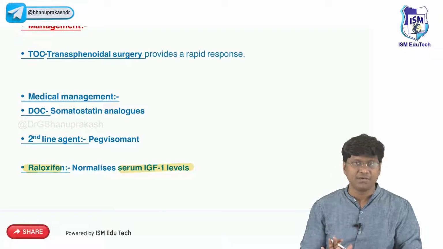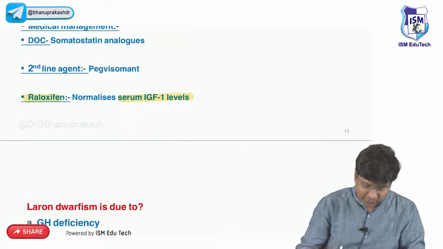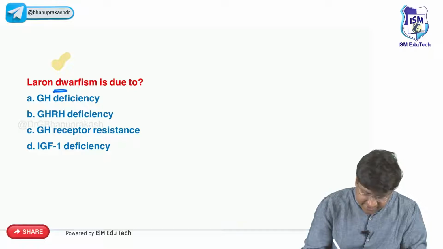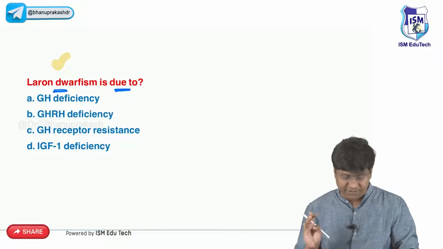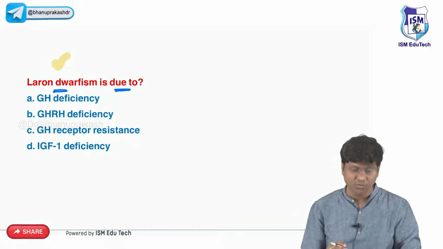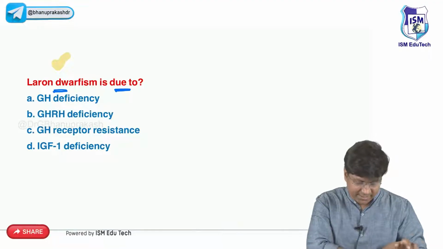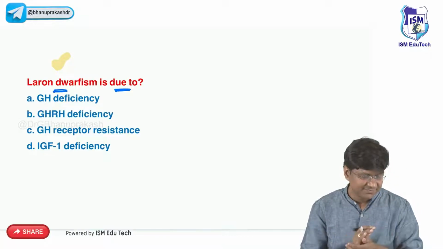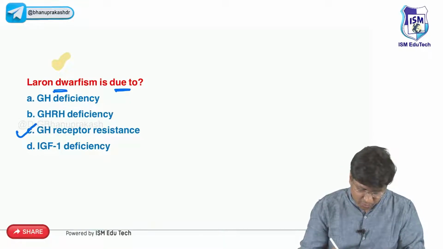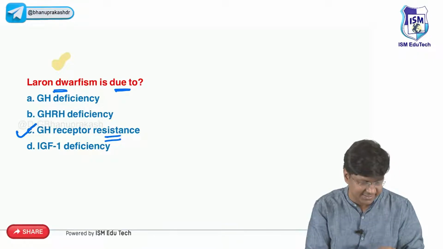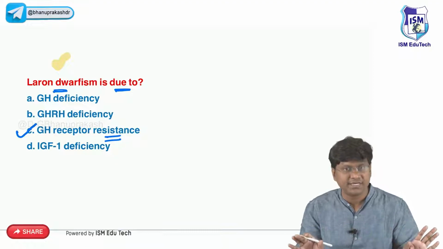Okay. So, that is about your acromegaly story. Now, one quick question on the growth hormone. Can anyone tell me, Laron dwarfism is due to growth hormone deficiency, growth hormone releasing hormone deficiency, growth hormone receptor resistance, or IGF-1 deficiency? What exactly do you mean by this word, Laron dwarfism? Laron dwarfism is nothing but growth hormone receptor resistance. So that is about your Laron dwarfism.